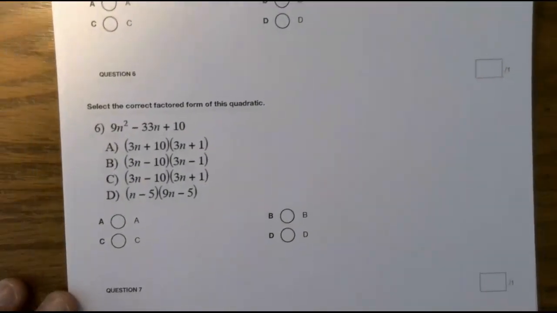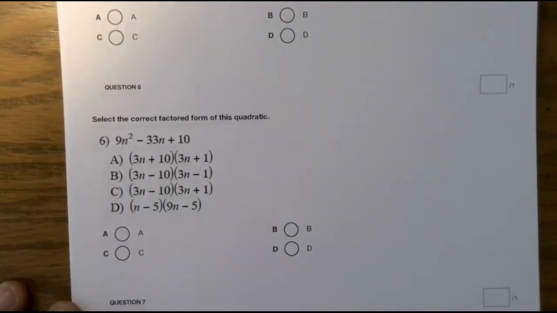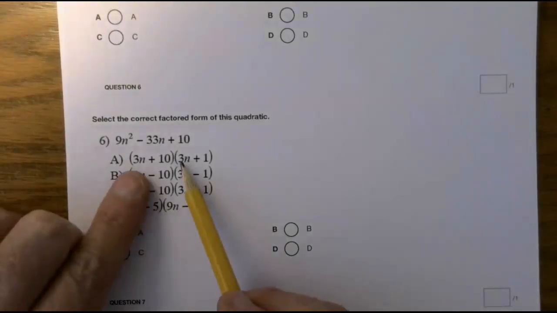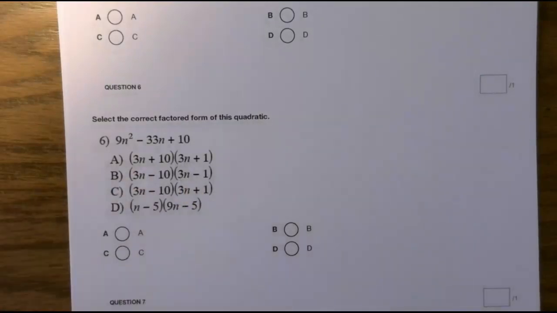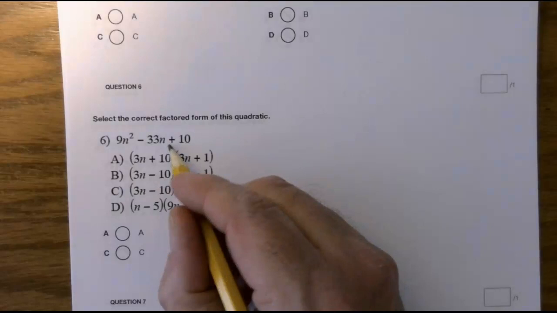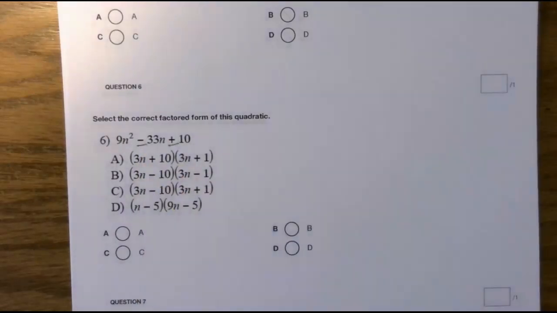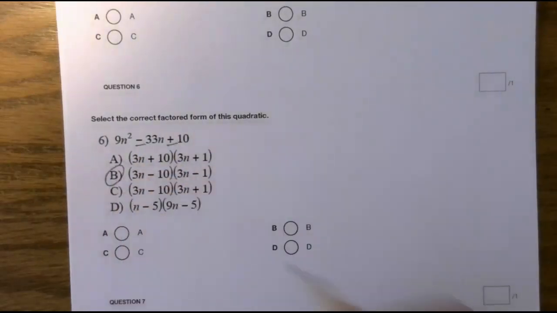All right, take a look at this one. All right, guys, this is one again. It could be A, B, or C, given that it's 3n times 3n. The signs are the same. They're both negative. So it's got to be B.